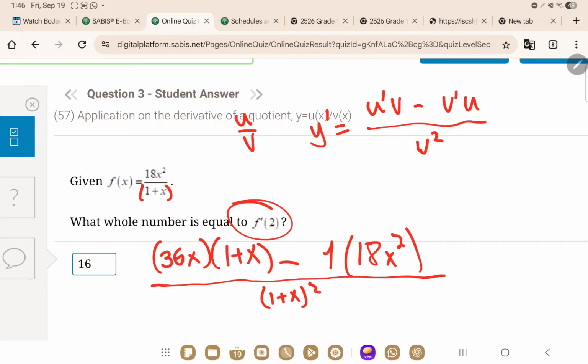So now just substitute 2 into this equation. You should be getting 16. Let's do it, which is 36 times 2 times 3 minus 18 times 4, all over 9, which is 16, when you substitute 2 into this equation. Moving on.